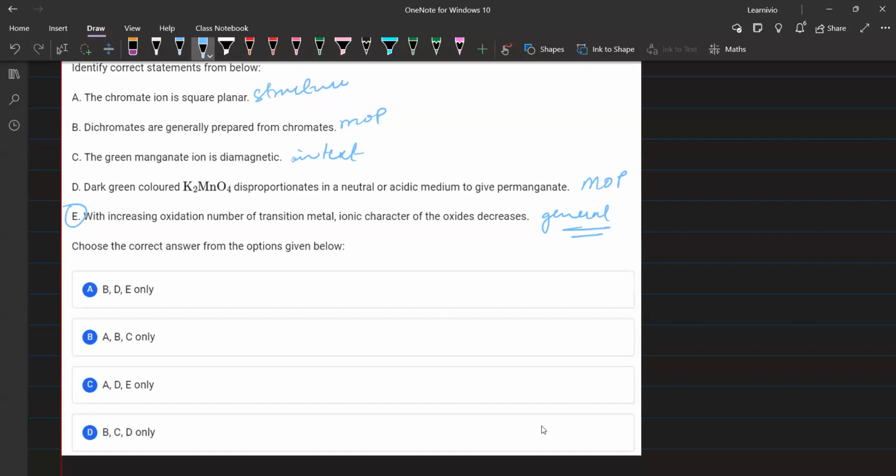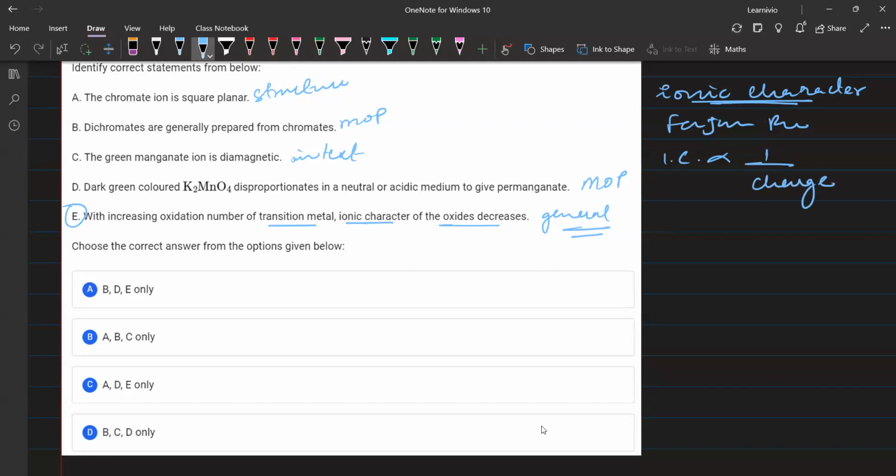With increasing oxidation number of transition metal, ionic character of oxides decreases. Okay, so we know that ionic character depends on what? Ionic character versus covalent character. If you remember Fajan's rule, according to Fajan's rule, what is going to happen? The ionic character is always inversely proportional to the charge, right?